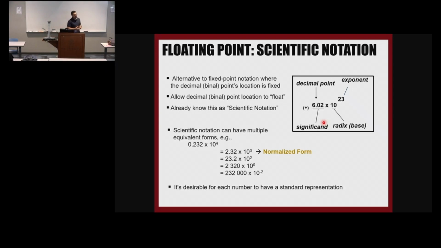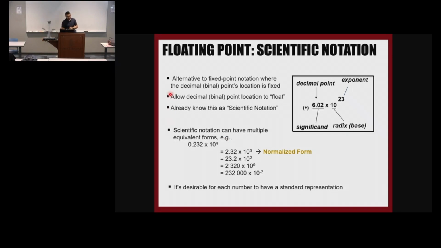Floating point representation is pretty much the same thing. In decimal, we're very familiar with this case. We have a normalized number that has 1 digit on the left side of the decimal point, and then a bunch of digits on the right side of the decimal point. And we have a base of 10 because we're in decimal, and an exponent. In this case, it's 23. Floating point is basically scientific notation in binary. You have the same concept of normalized numbers, a base of 2, an exponent, and so on.